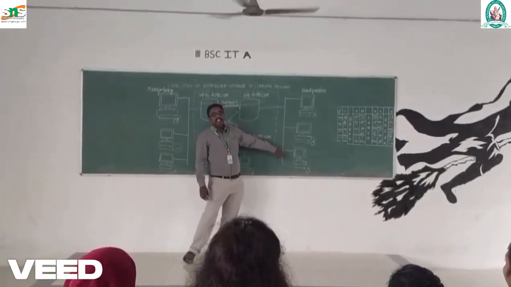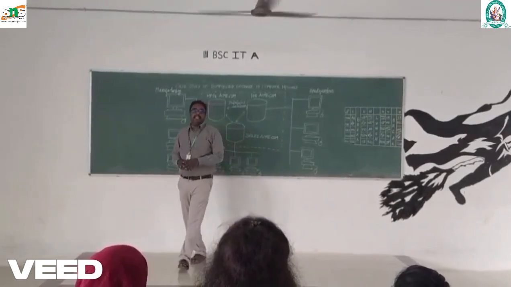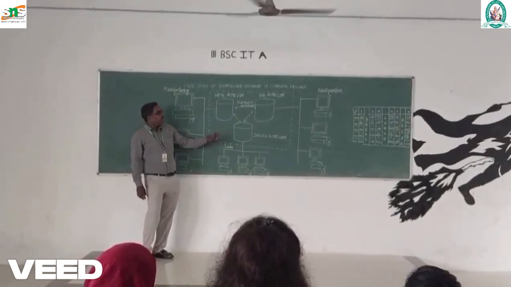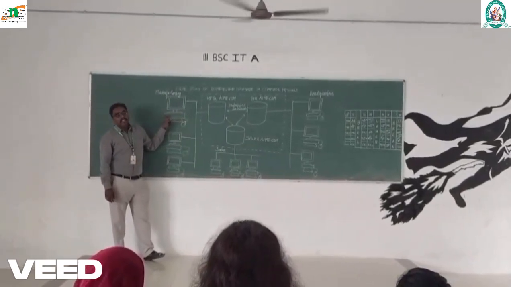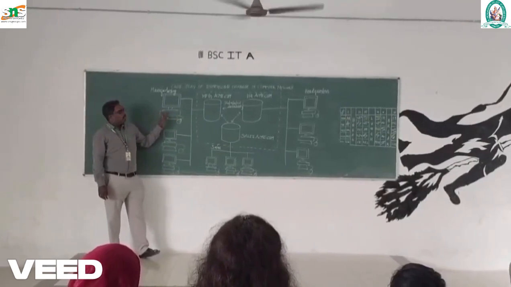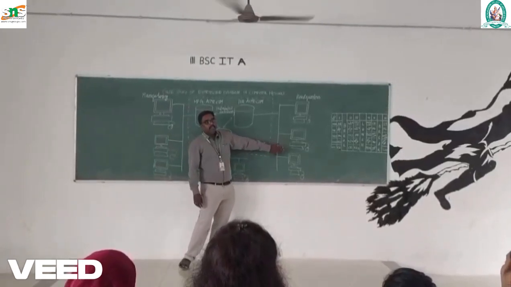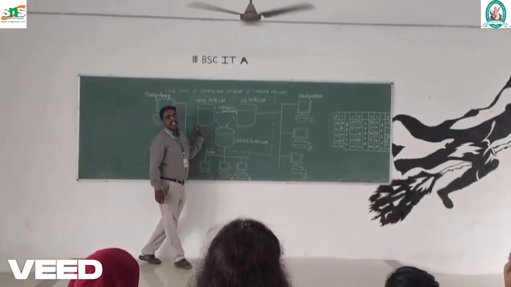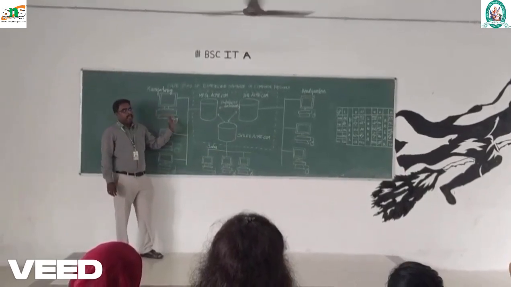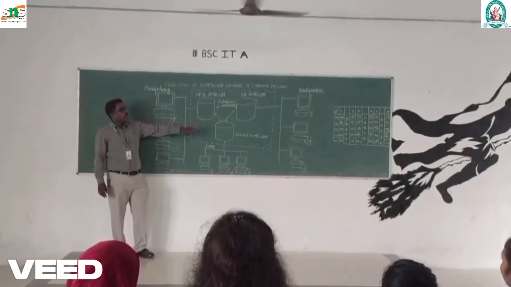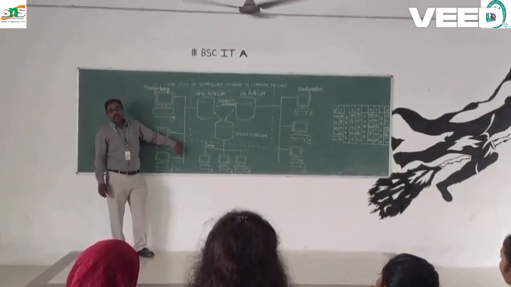Headquarters is the main office, which is connected to all departments. Here we have the sales department, and here we have the manufacturing department. Headquarters will have information about all departments, because headquarters is the main office, where it has to be connected with all departments.